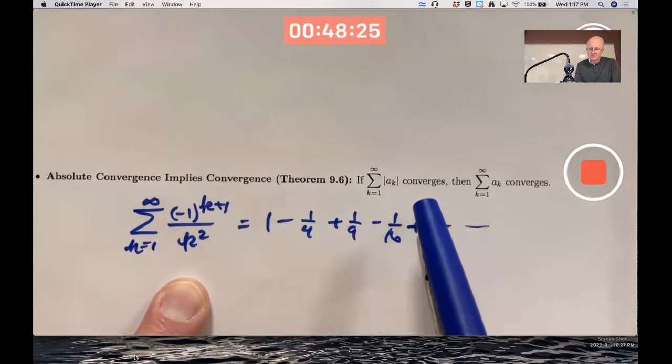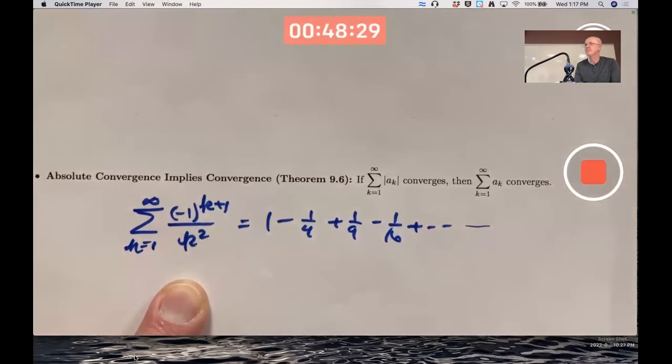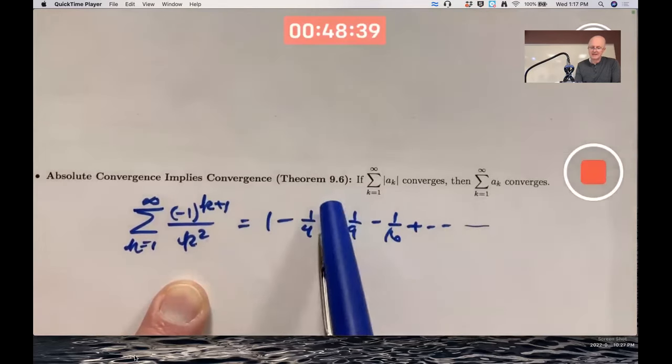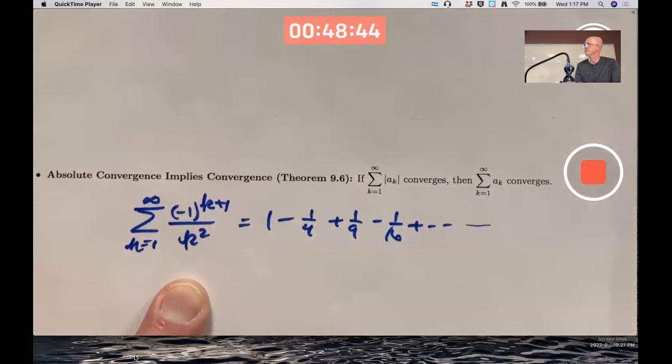However, the series whose terms are the absolute values of these things, so you get rid of that negative one to the k plus one and just make it a one, does converge because it's a p series with p equal to two, which is bigger than one. So this test would imply that since that one converges, then this one, the original one, does converge as well.